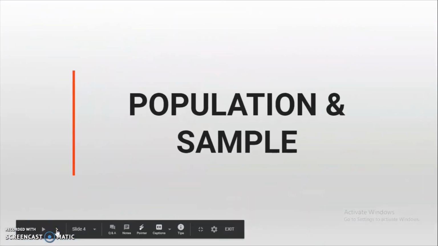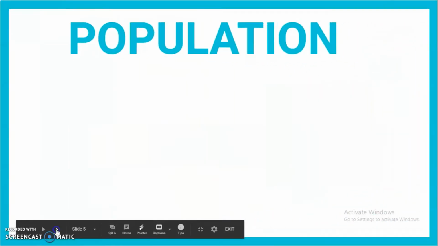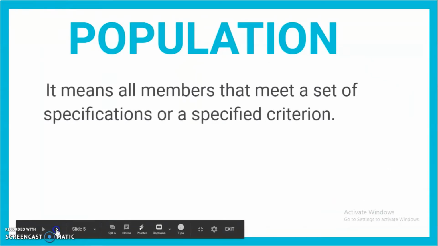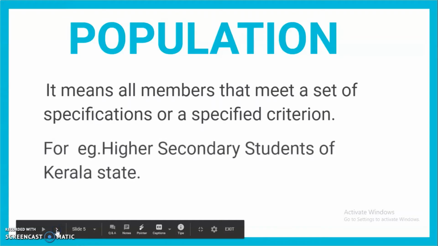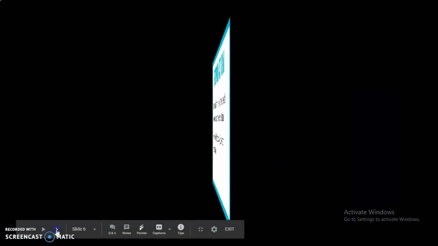First of all, we should know what a population is and what a sample is, and the difference between the population and the sample. Population means all members that meet a set of specifications or a specified criteria. When we are doing a research, we need to do the research on a particular population. So that group we call the population. For example, the higher secondary students of Kerala state may be selected as a population for our study.